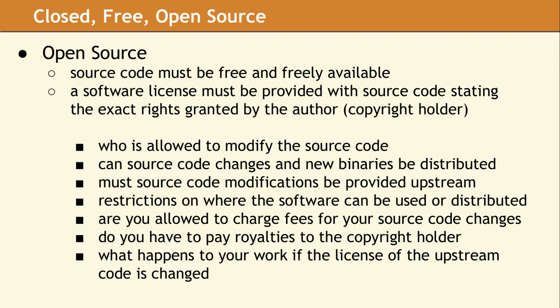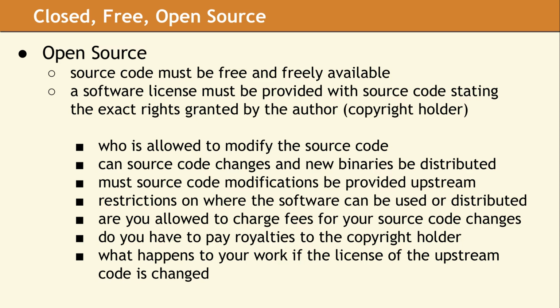So where does open source software fit? In some sense, it lies between closed source and free software. The main requirement for open source is that the source code is free and freely available, and that some software license must be provided telling you what rights you have as a recipient of the source code. Those rights can vary greatly depending upon the project.